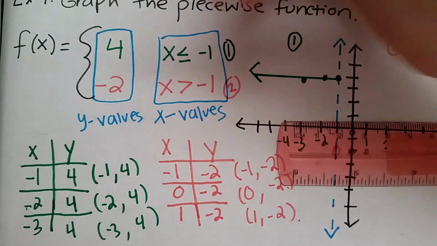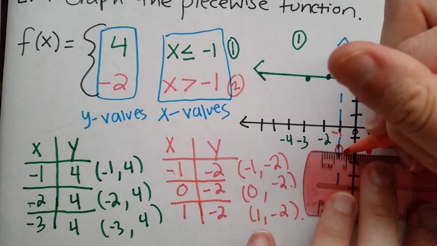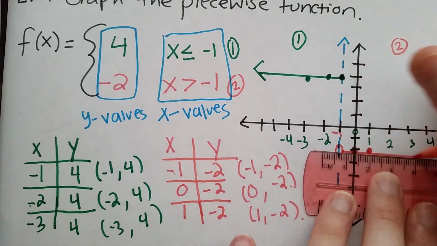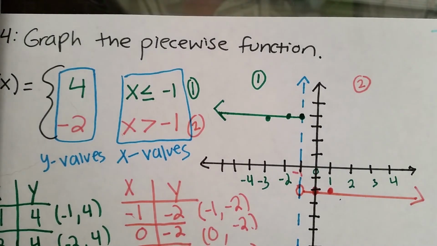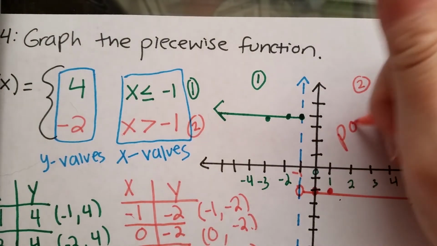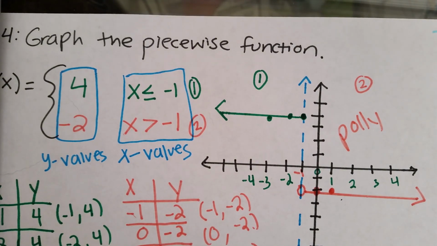Alright, and I know it's going to be a horizontal line because it doesn't have an x, so it is a constant function, so it'll be a horizontal line. And voila, we have our lovely piecewise function graph. And I love to name my piecewise function because it makes it more fun. So this will be Polly the piecewise function. Alright, hope you learned how to graph some piecewise functions.